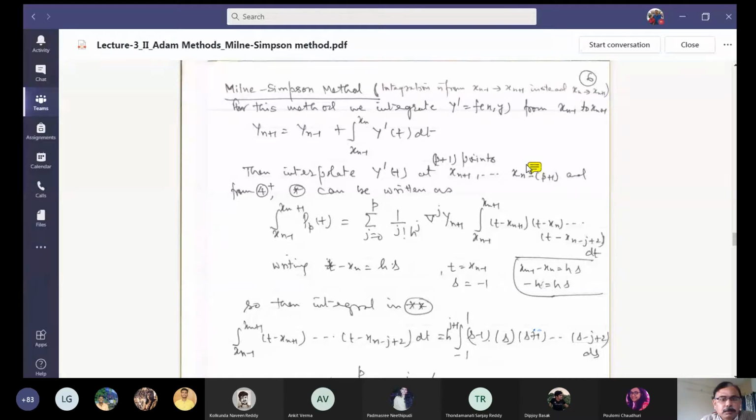I hope you have in your mind what was taught last time: we first differentiate y prime equal to f(x, y) from either xn to xn plus 1 or something of that kind. Depending on that integration, the names of the methods are given there. So let me come back to that.